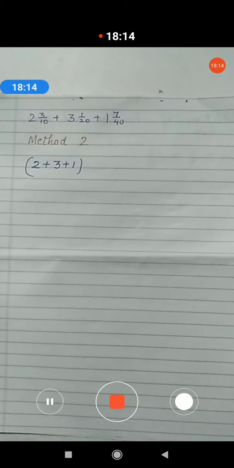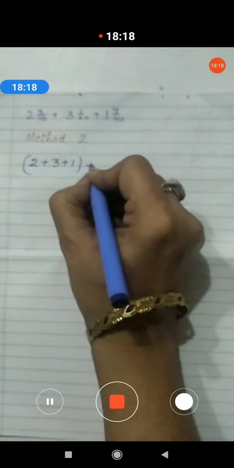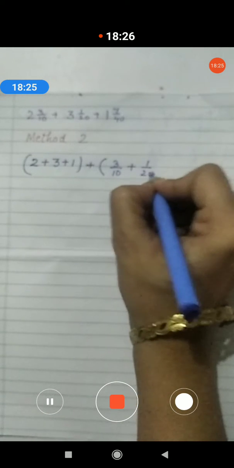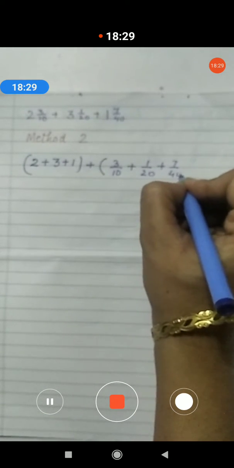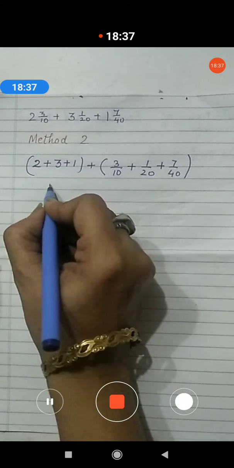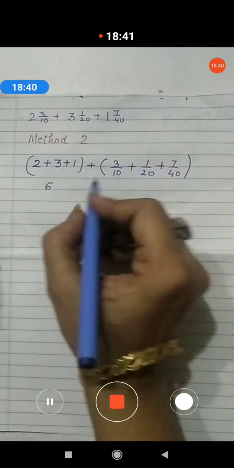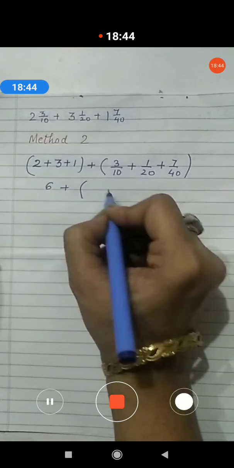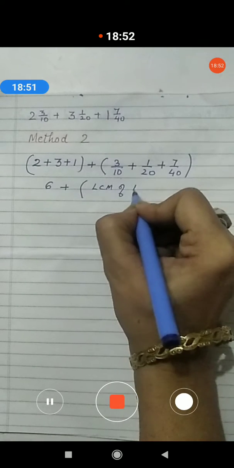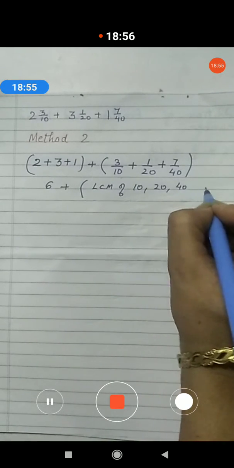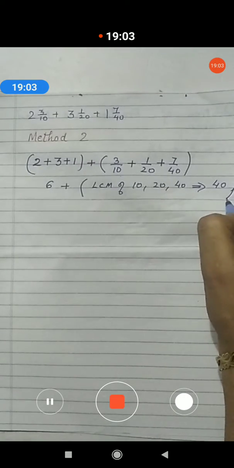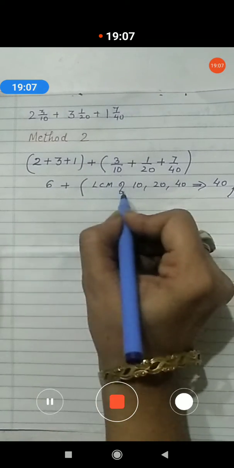We have separated this. Now let's take this fraction, which is 3 upon 10, 1 upon 20 plus 7 upon 40. Now 2, 3, 4, 5, 6. This we are having 6. Fine. Now for this we need to take the LCM. Denominators are different, so we'll take the LCM of 10, 20, 40, which is your 40. Is that clear? Now this 6 we are leaving it here. Let's proceed with this bracket.